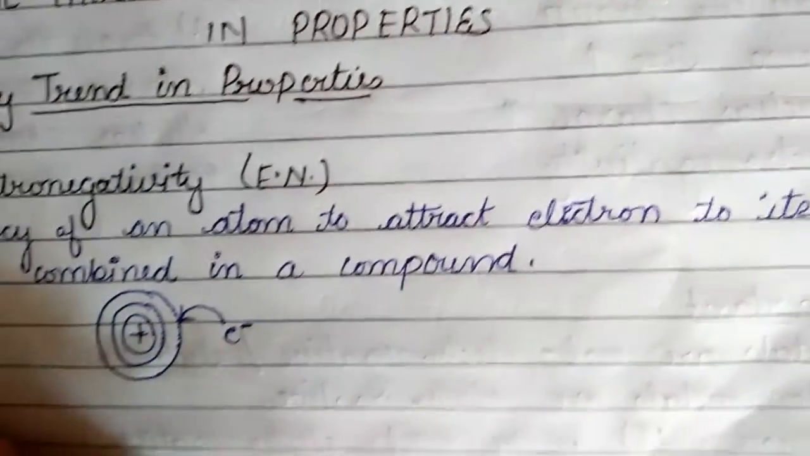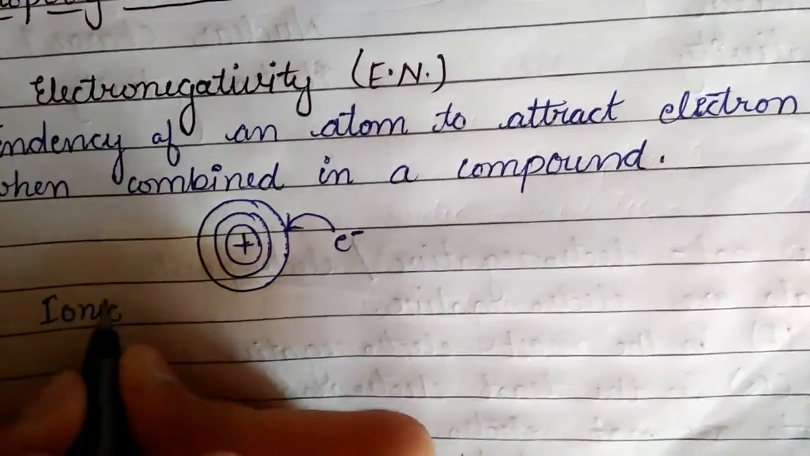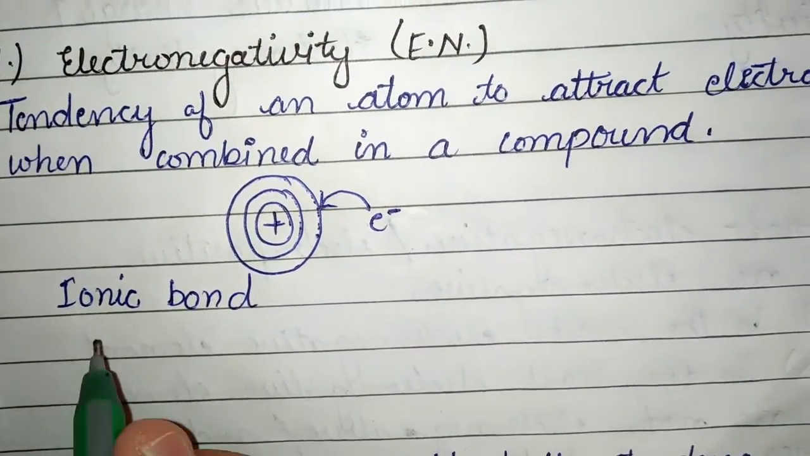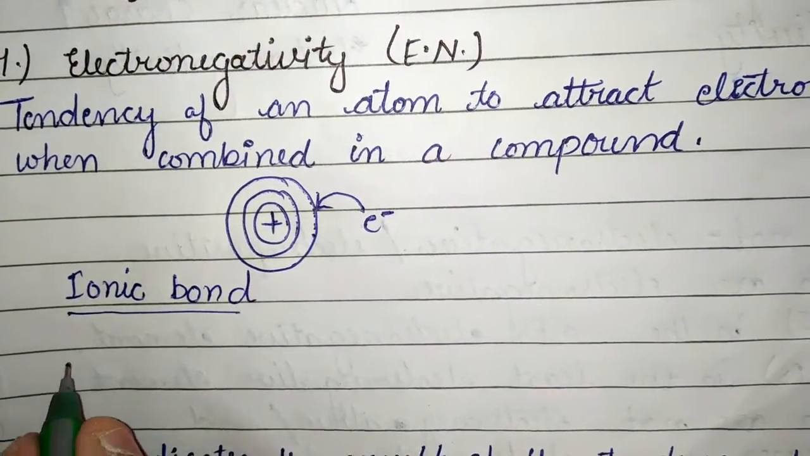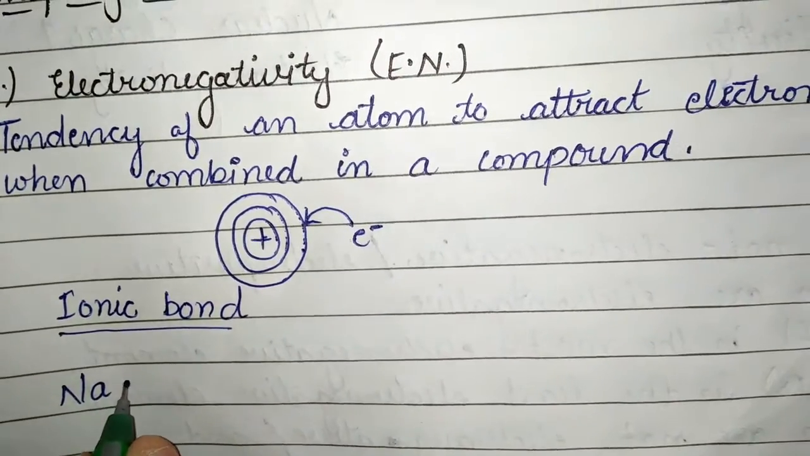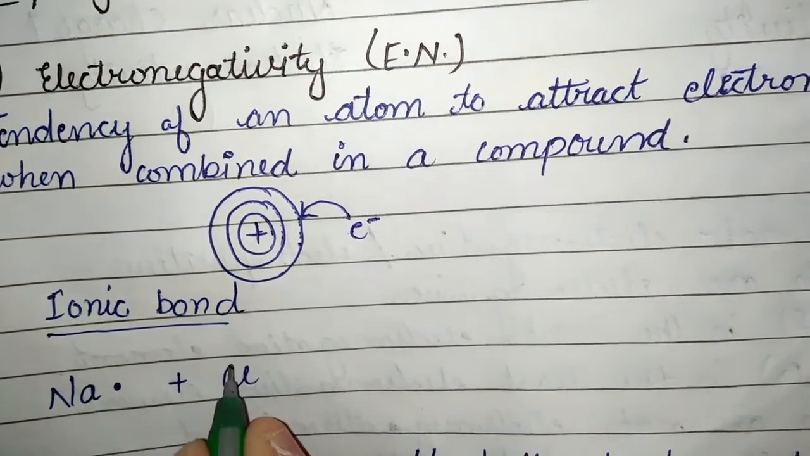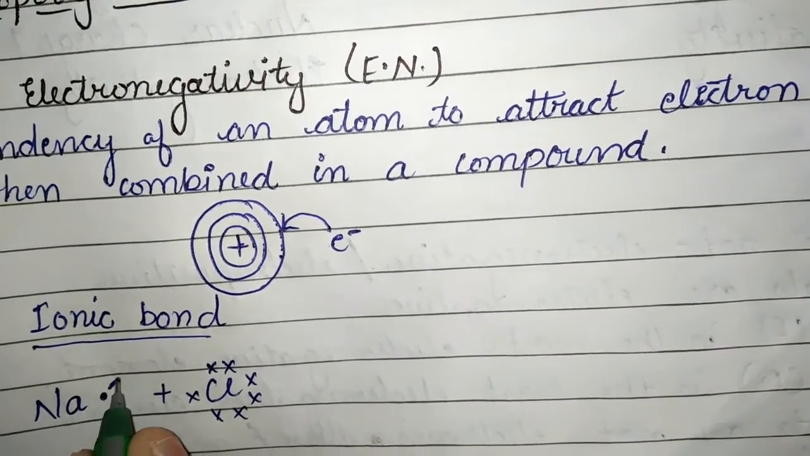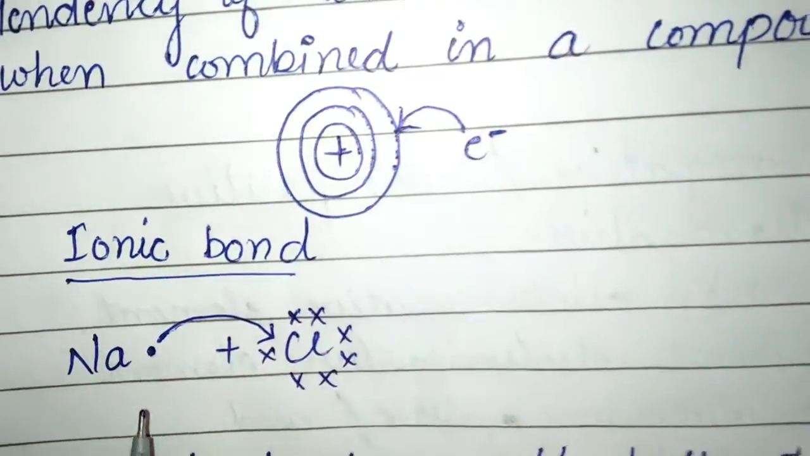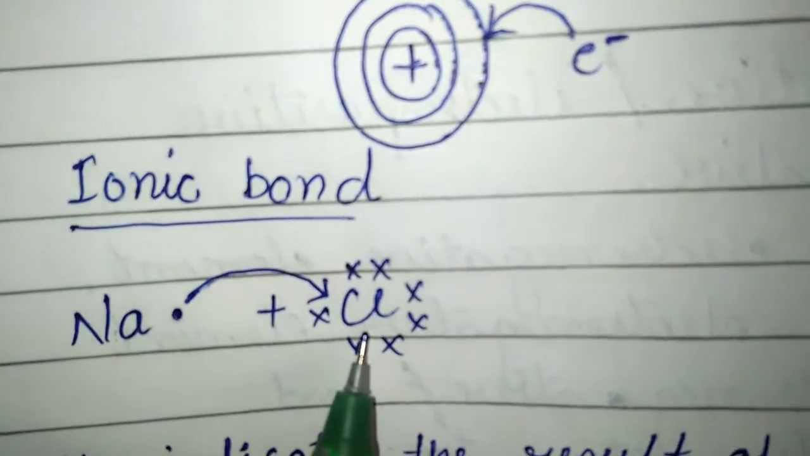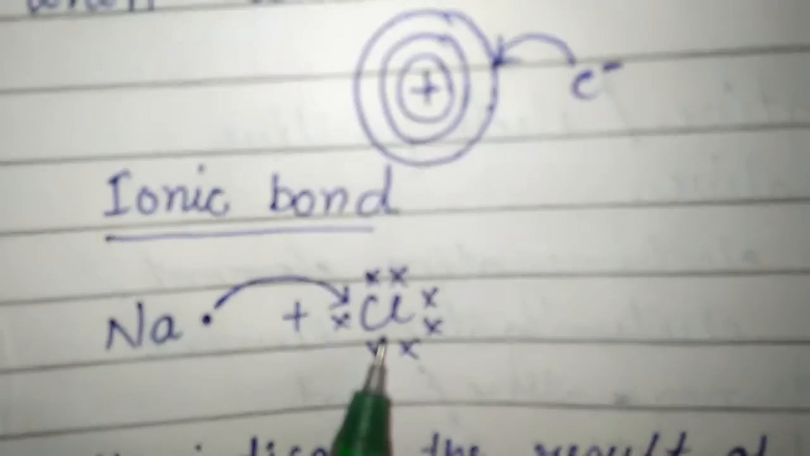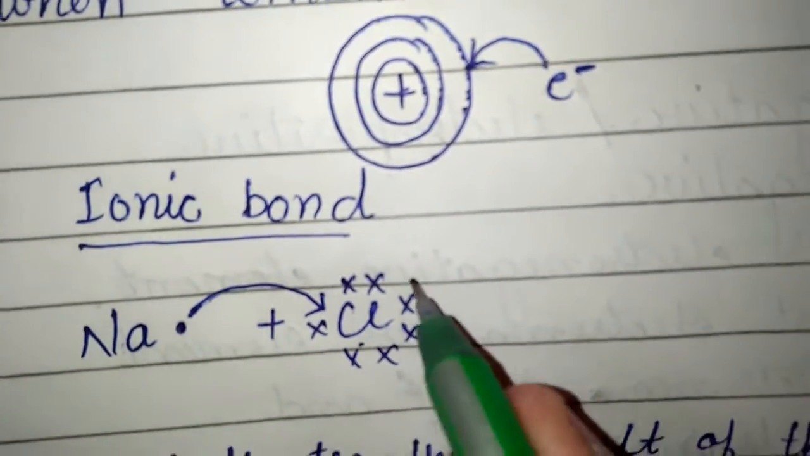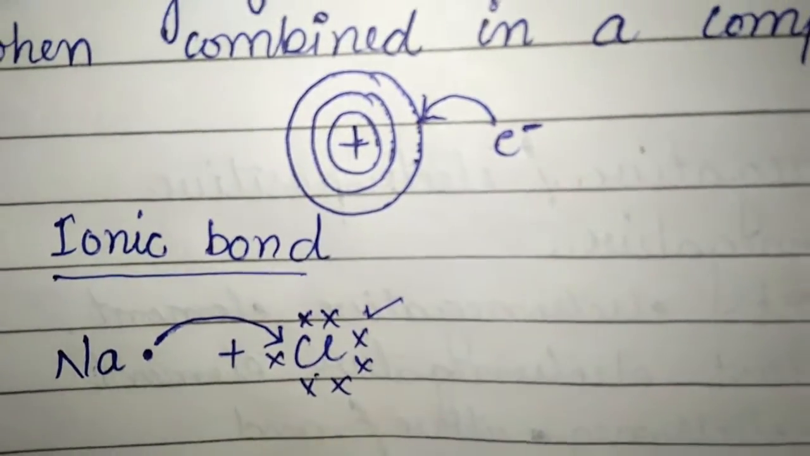Firstly, in ionic bond. In ionic bond, let's take the example of NaCl. Chlorine has 7 electrons in its outermost shell. This electron is lost by sodium and gained by chlorine. So the tendency of chlorine to attract an electron from sodium, that is its electronegativity.